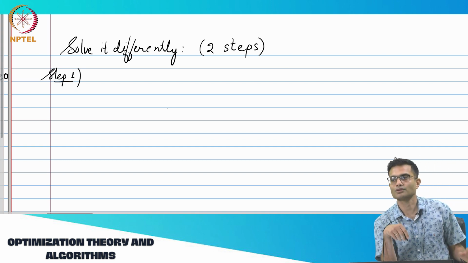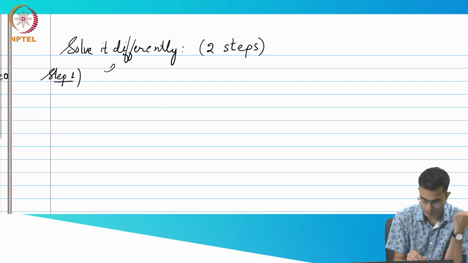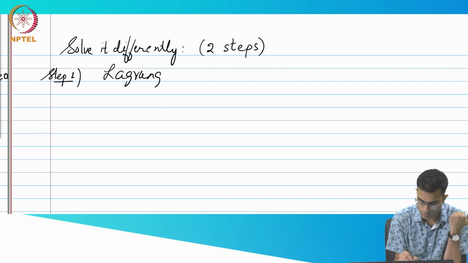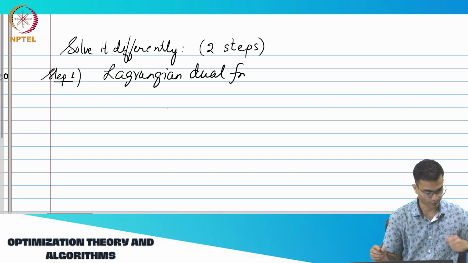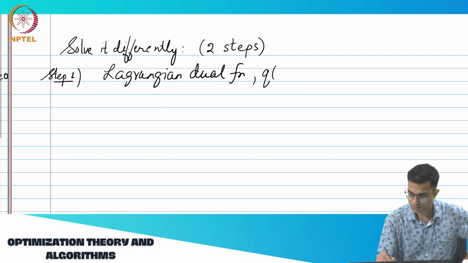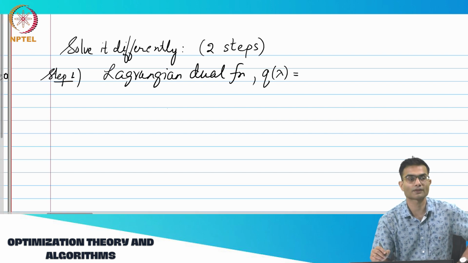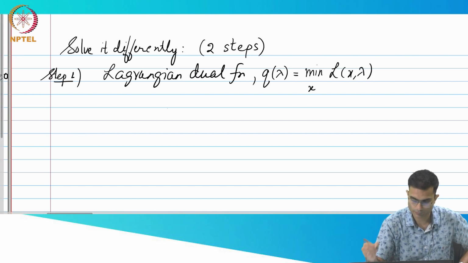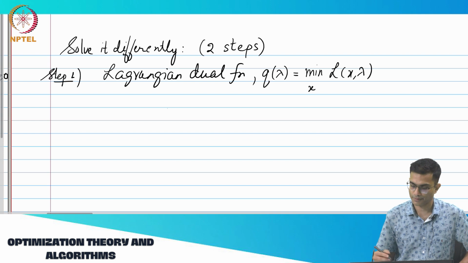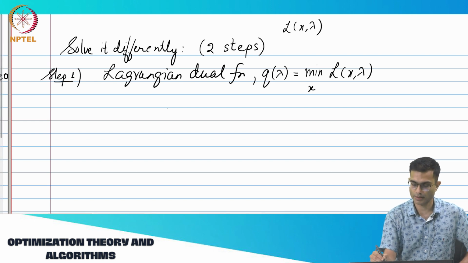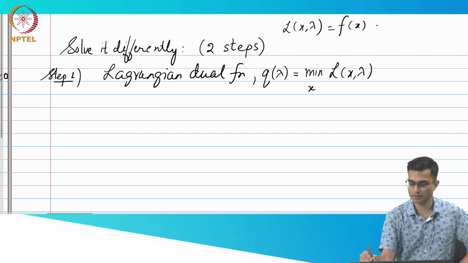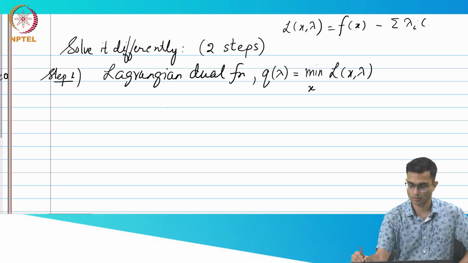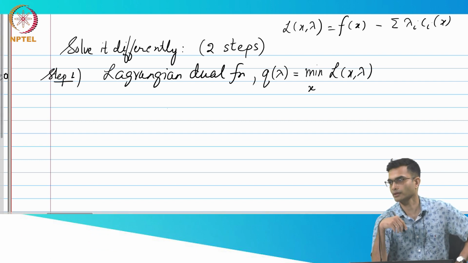I'm going to define what is called a Lagrangian dual function. It's defined as q of lambda. So remember, it's a function of lambda, and the way I define it is I minimize over x the Lagrangian, okay. Keep in mind our Lagrangian was f of x minus, in general, right? That's our Lagrangian.